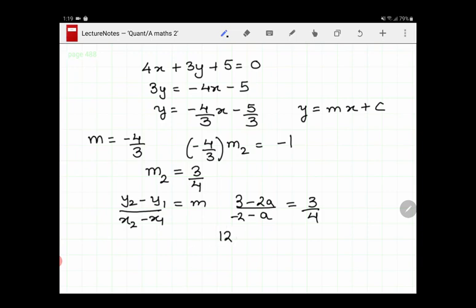So we get 12 minus 8a is equal to minus 6 minus 3a. So we get 18 is equal to 5a, or the value of a is equal to 18 divided by 5. That's the answer to this particular question.